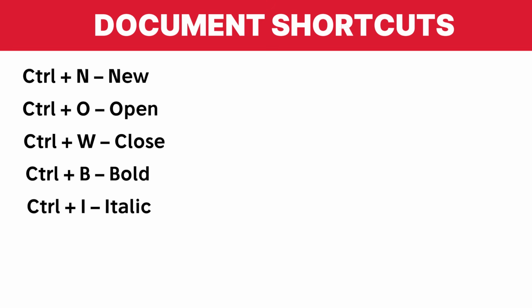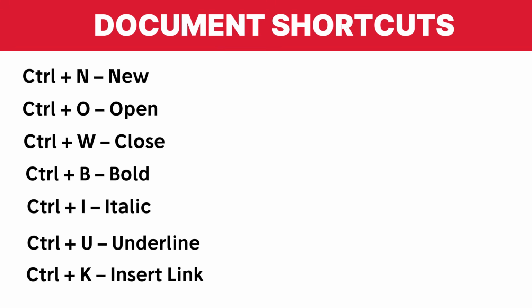Ctrl I. Italic. Press Ctrl I to make selected text italic. Ctrl U. Underline. Press Ctrl U to underline selected text. Ctrl K. Insert link. Press Ctrl K to insert or edit a hyperlink in many applications. Web browser shortcuts. Ctrl T.